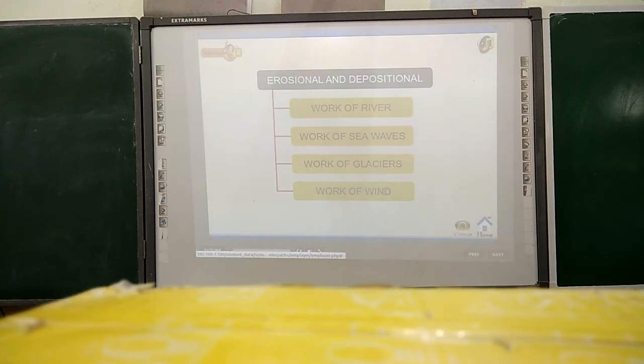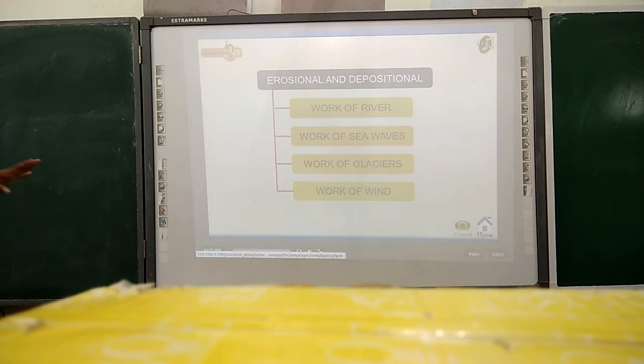When you take erosion and deposition, there are many factors: not only rainfall and water, but also sea waves and glaciers. The best example is the river. The main factors in erosion and deposition are the work of a river, the work of sea waves, the work of glaciers, and the work of wind. Yes, these are all the agents of erosion.